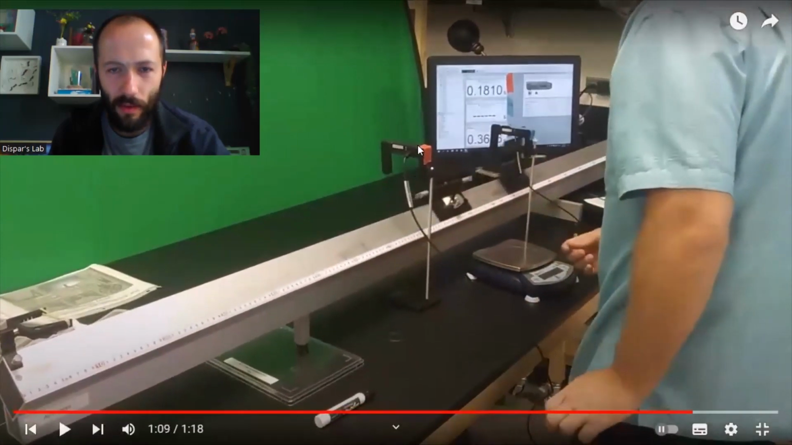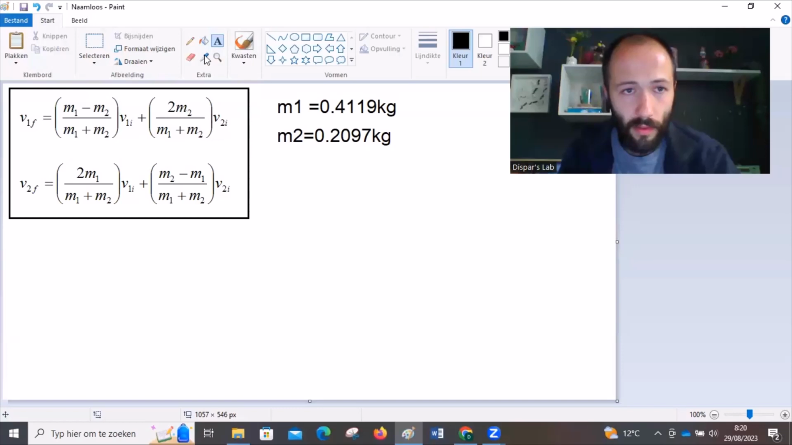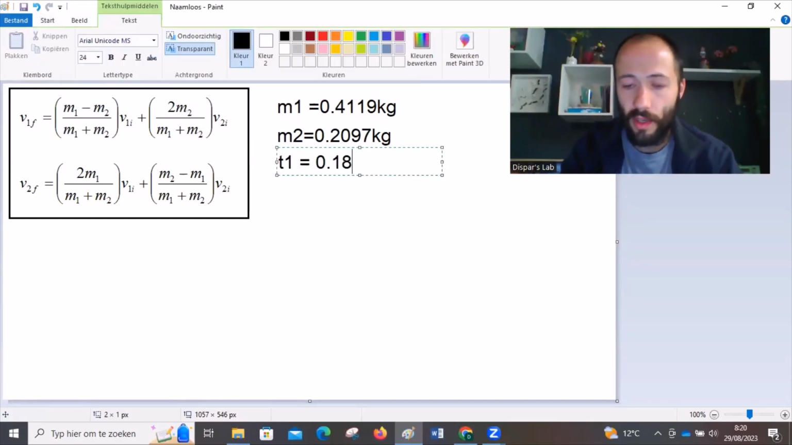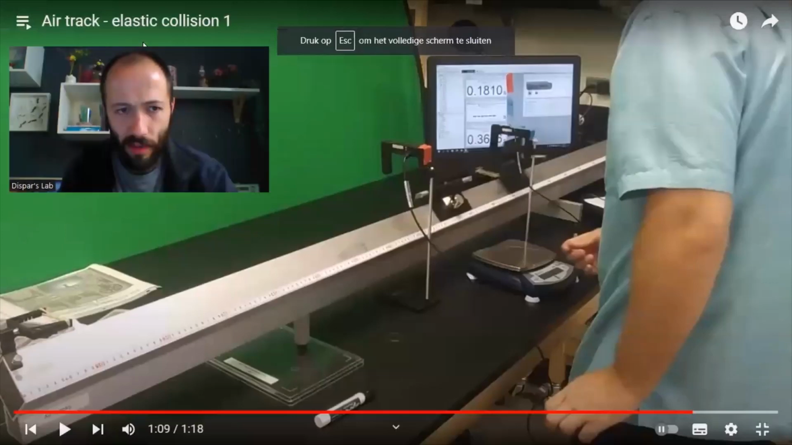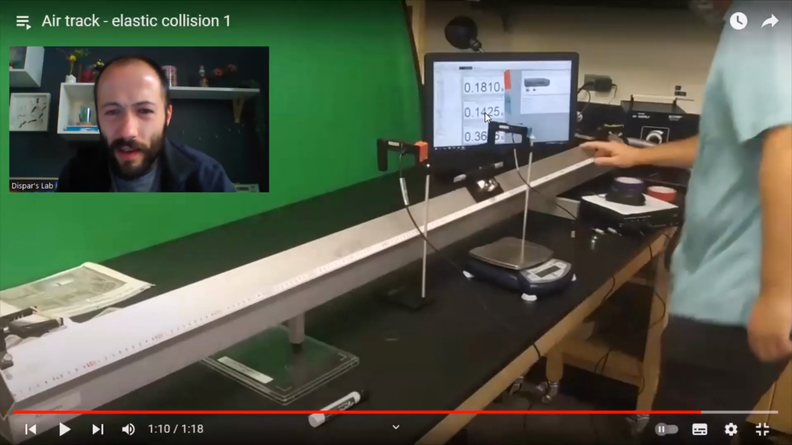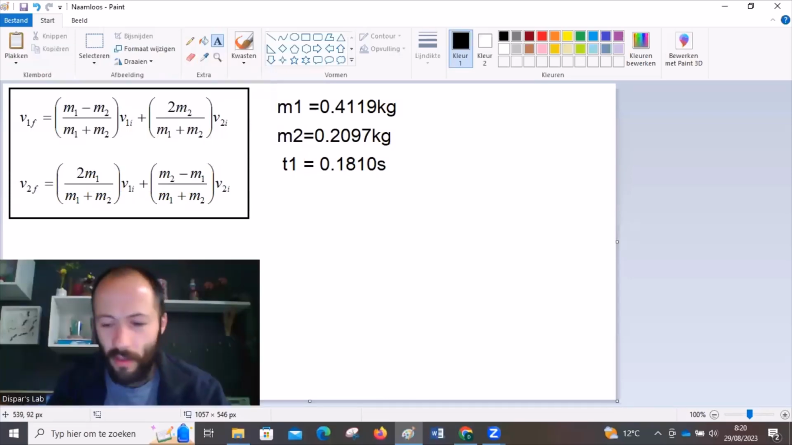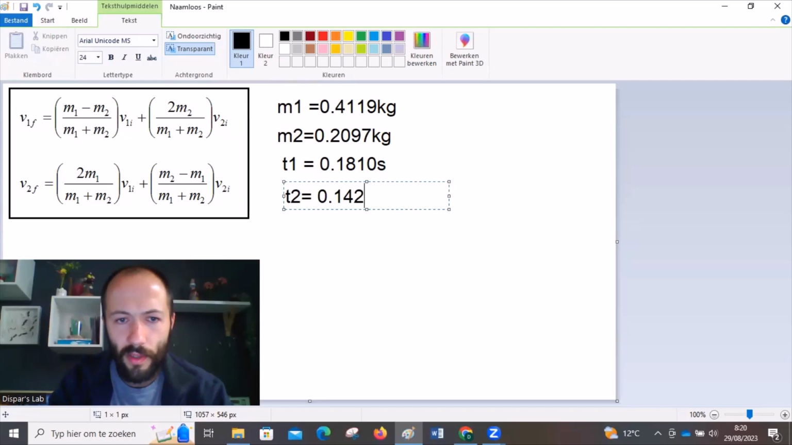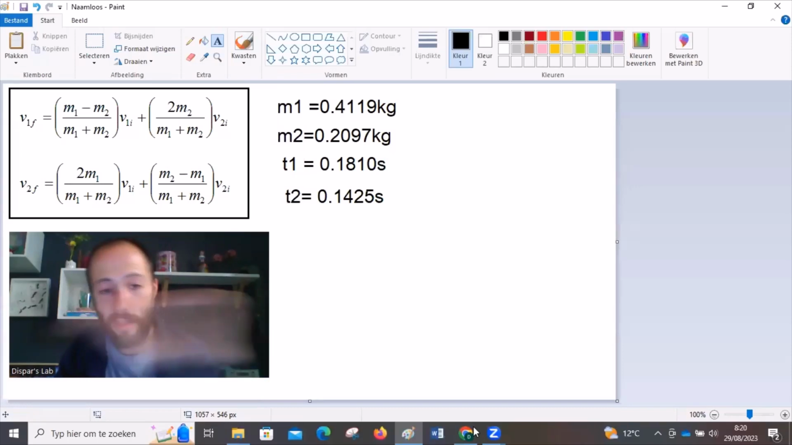All right, so now it went through the first gate, and we have the timing 0.1810 seconds. So we can write down T1 equals 0.1810 seconds. Now the second time, for the second cart, is 0.1425. T2 equals 0.1425. And then the first cart, which was the bigger mass, will continue moving in the same direction.